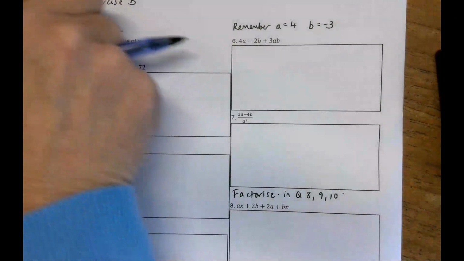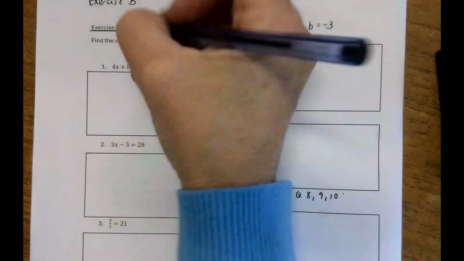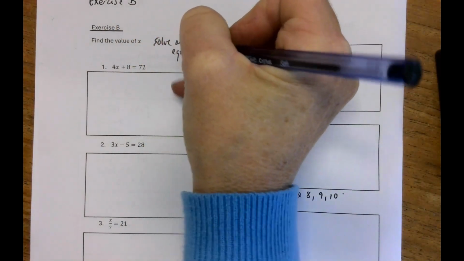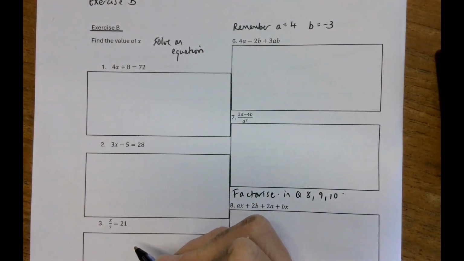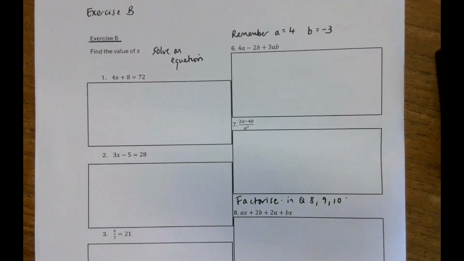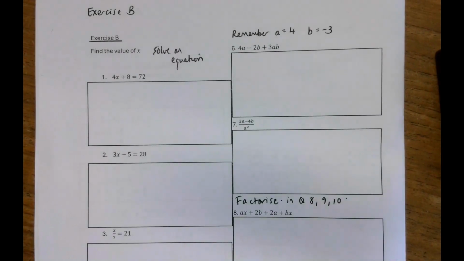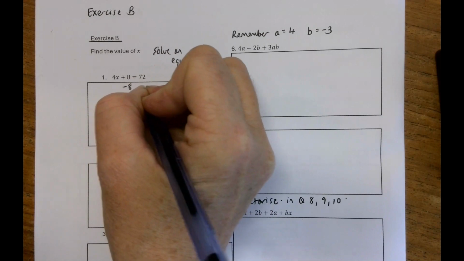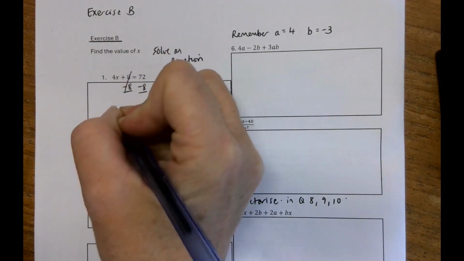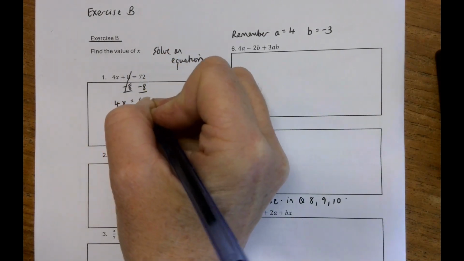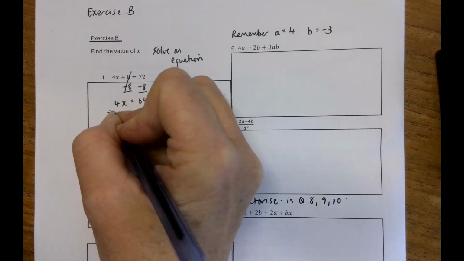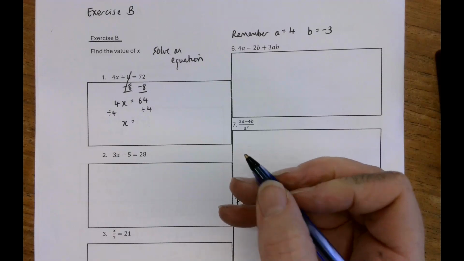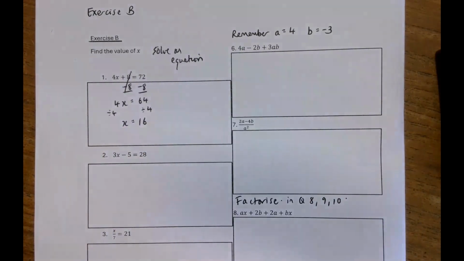The first one is find the value of x. So this is solved with an equation. So always with linear equations, x is on one side, numbers on the other. Okay, so 4x plus 8 is equal to 72. I'm going to subtract 8 from both sides. So what I have is 4x is equal to 64. And then I'm going to divide both sides to get 1x. If 4x's are 64, then 1x is 64 divided by 4, which is 16.